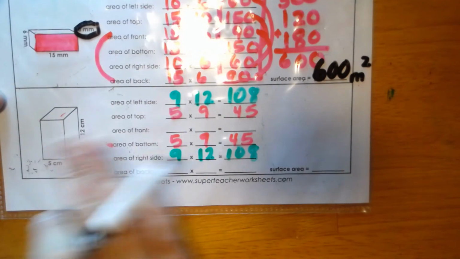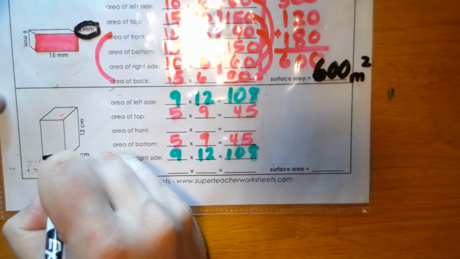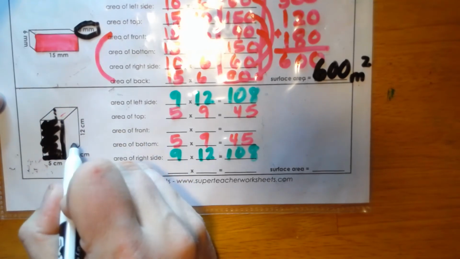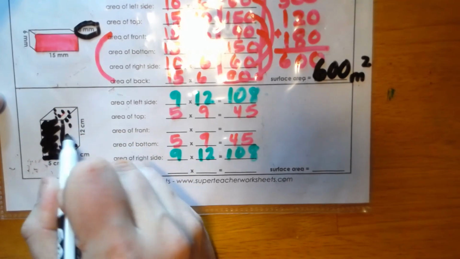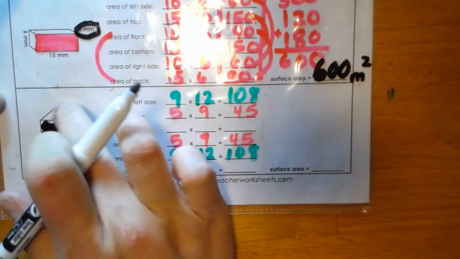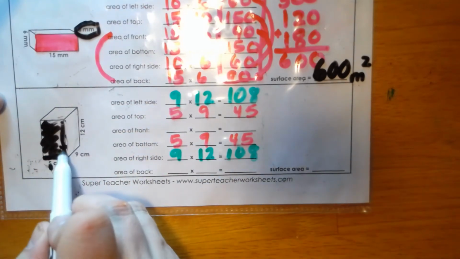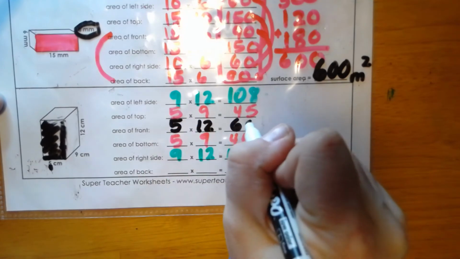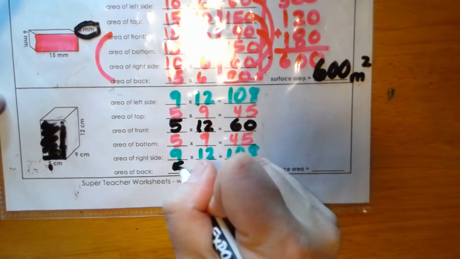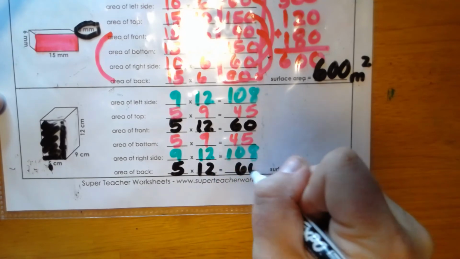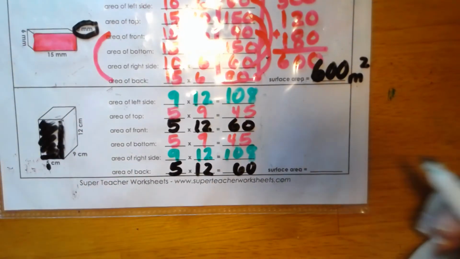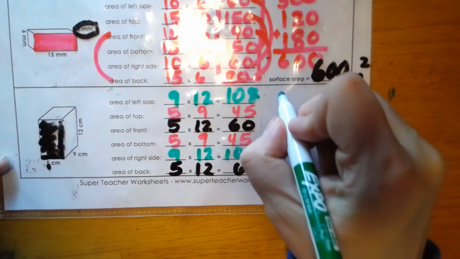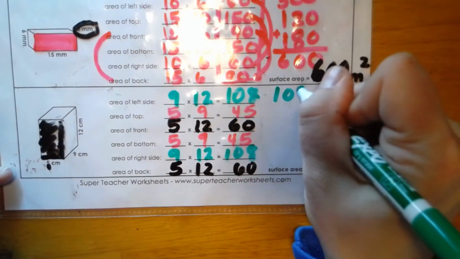And then finally we have the front. Base times height to get that front. And we're also looking for that back side back there. On the front, we've got a base of 5 and a height of 12, which is 60. And on the back, 5 times 12, which is 60. I color coded them this time so you can see how I'm doing this. 108 plus 108. You can stack them up if you need to.